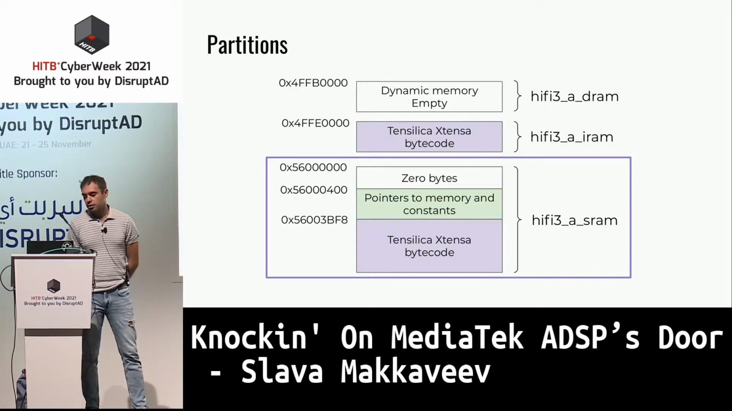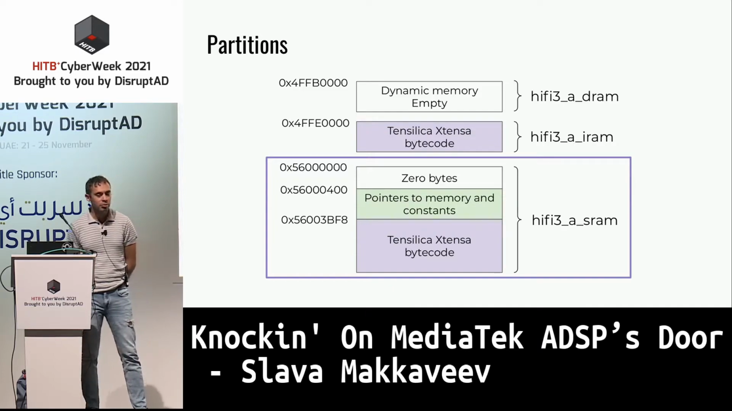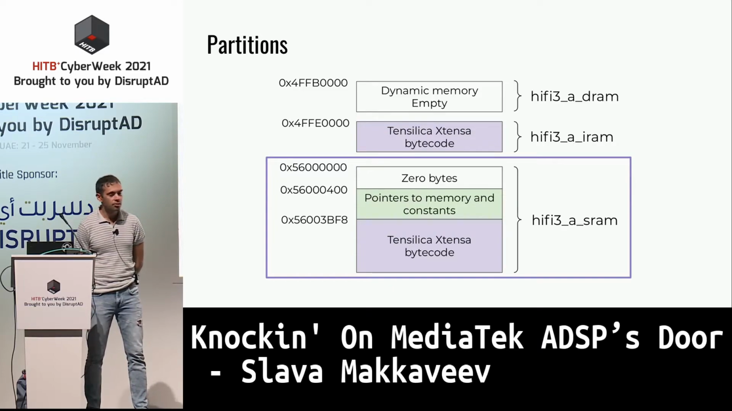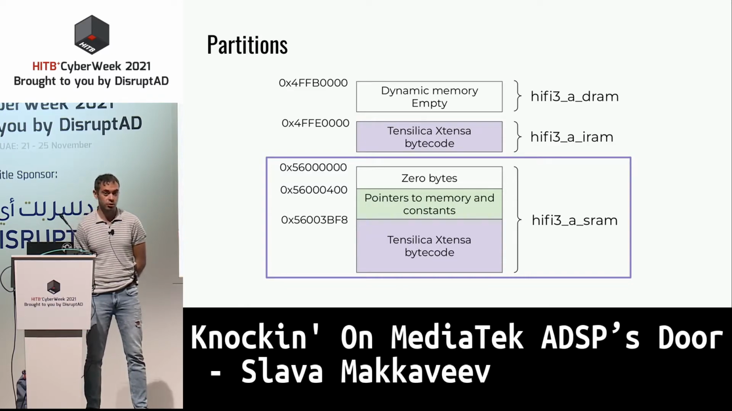Next, about 4 kilobytes appear to be pointers to the memory, mostly located after the 560000 address. And next, starting from the 3BF8 address, is the Tensilica Xtensa bytecode.